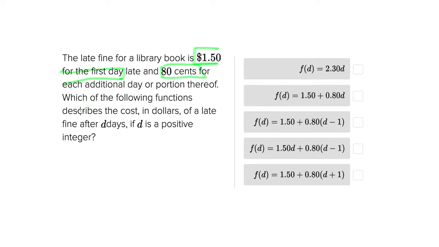So we're asked which of the following functions describes the cost in dollars of a late fine after D days if D is a positive integer. And this makes sense because as the days go by, they'll be incrementing by one positive integer at a time. Time's not going to start going backwards, and you're not going to be expressing lateness for the purposes of checking out a library book in negative terms.